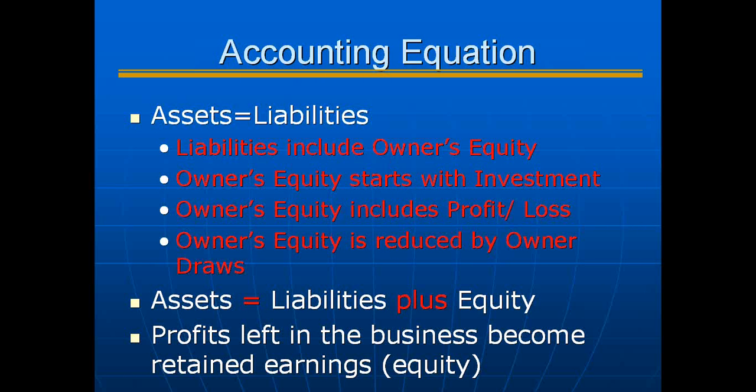So you can change your chart of accounts very easily by adding additional elements, additional categories under all of these elements. So just the accounting equation here on this slide is assets equals liabilities, and liabilities include owner's equity. Owner's equity starts with investment. Equity includes previous periods of time, profit or loss. Equity is reduced by owner draws.